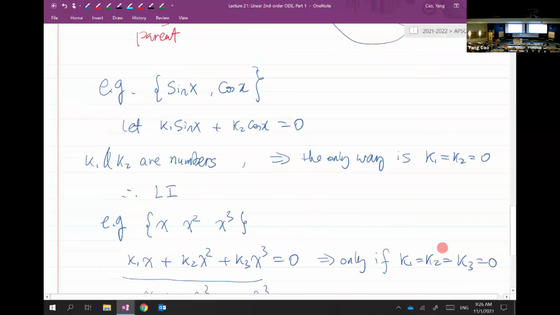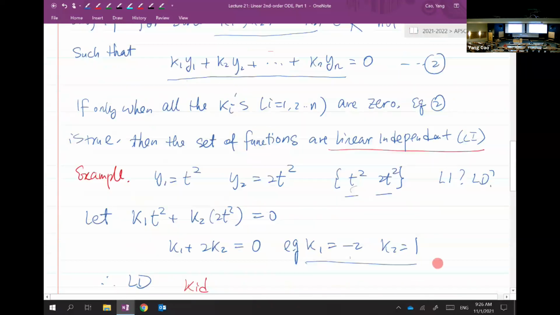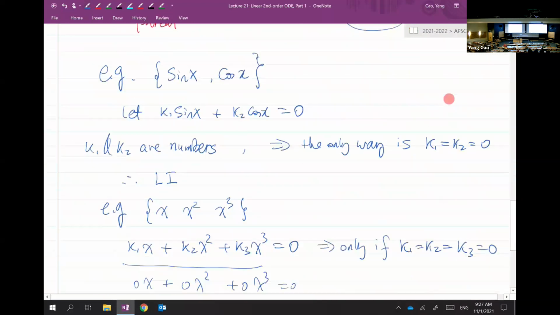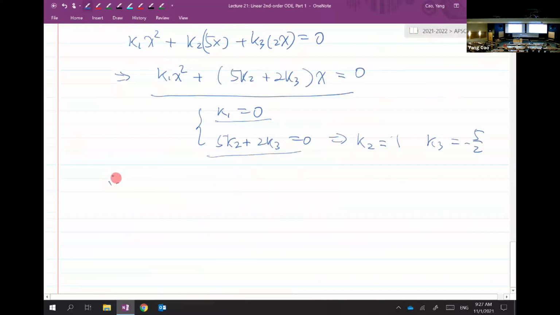Then according to theorem number 2, there are some non-zeros, not all zeros. Then that set of functions must be linear dependent. So then you can make a conclusion: they are linear dependent. Okay.